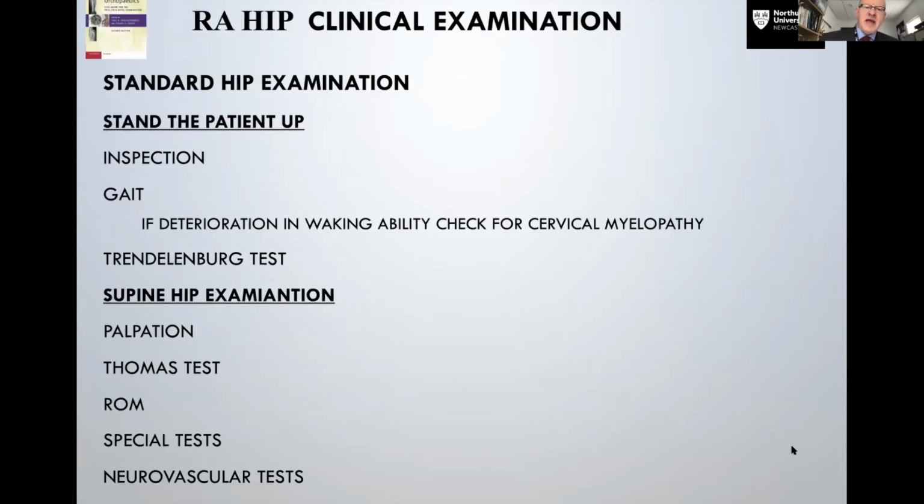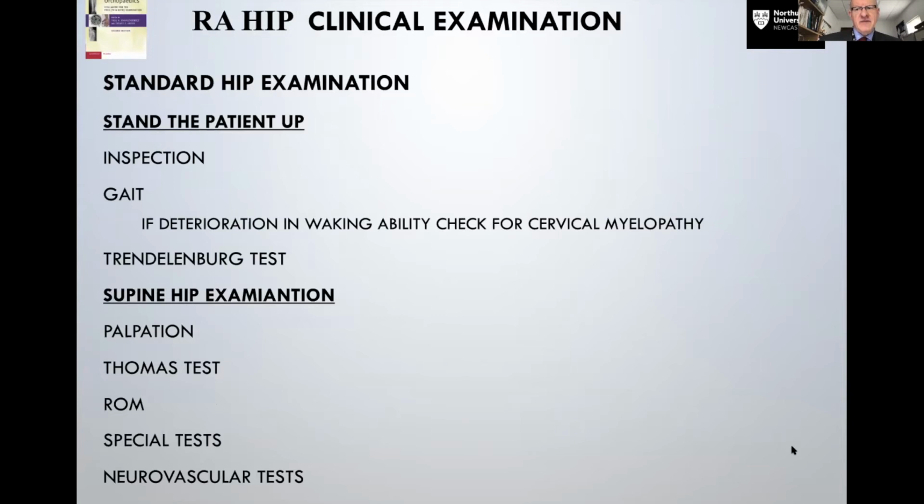Standard hip examination, please look, feel, move. Stand the patient up and inspect, look, get them to walk. There may be some deterioration in walking ability recently, so that's important to inquire about and check for, because it may be the presenting feature of a slowly progressing cervical myelopathy, which will need to be investigated prior to total hip arthroplasty. Trendelenburg test, be careful with this.